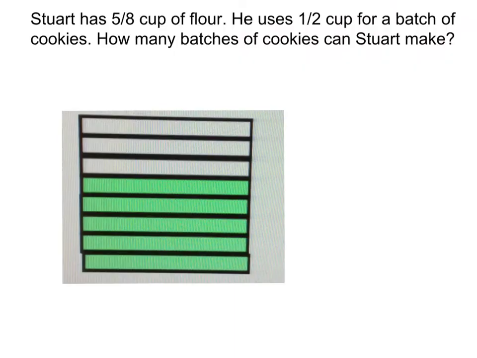Okay, here's another situation. Stuart has 5/8 cup of flour. He uses 1/2 cup for a batch of cookies. How many batches of cookies can Stuart make? So again, this is division. We're taking a total amount of 5/8. That's our total amount. And we need to divide that into sizes of 1/2 cup and see how many groups of 1/2 cup can we make, because it takes 1/2 cup for a batch of cookies.